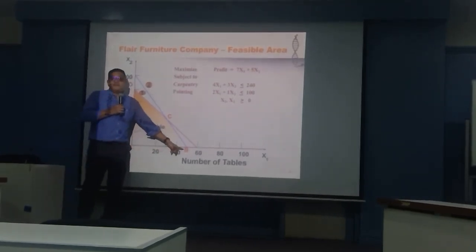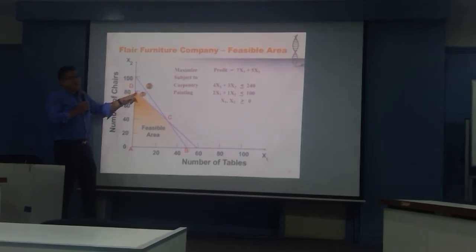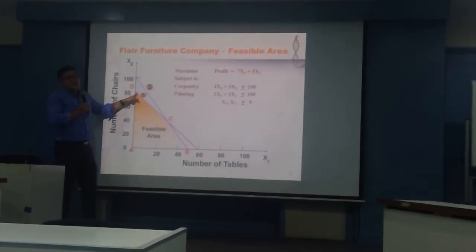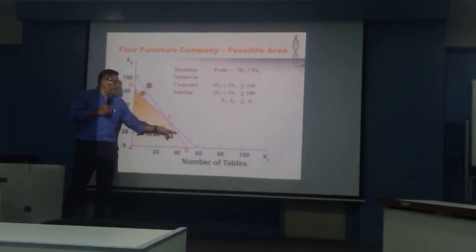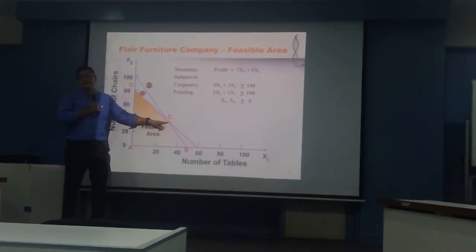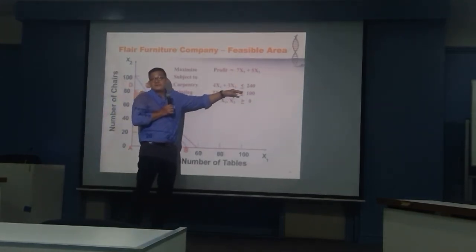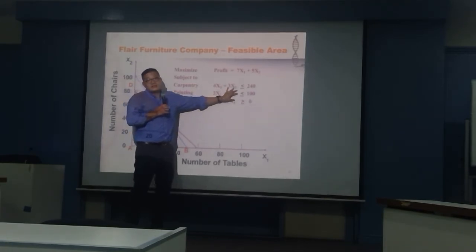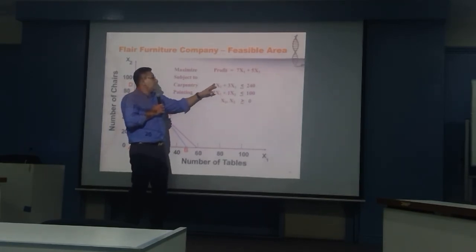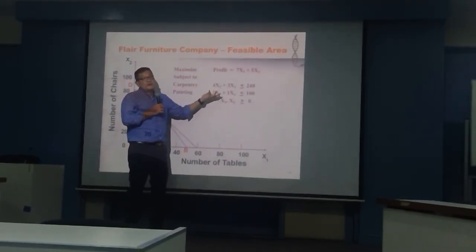The coordinates of point A are 0, 0. Point B is 50, 0. Point D is 0, 80. But point C is the intersection point between the first and the second constraints coming together, so you just solve for the intersection of these constraints. If you still remember the way to find an intersection point, we make the coefficients in front of x1 and x2 similar, and then subtract one equation from the other.